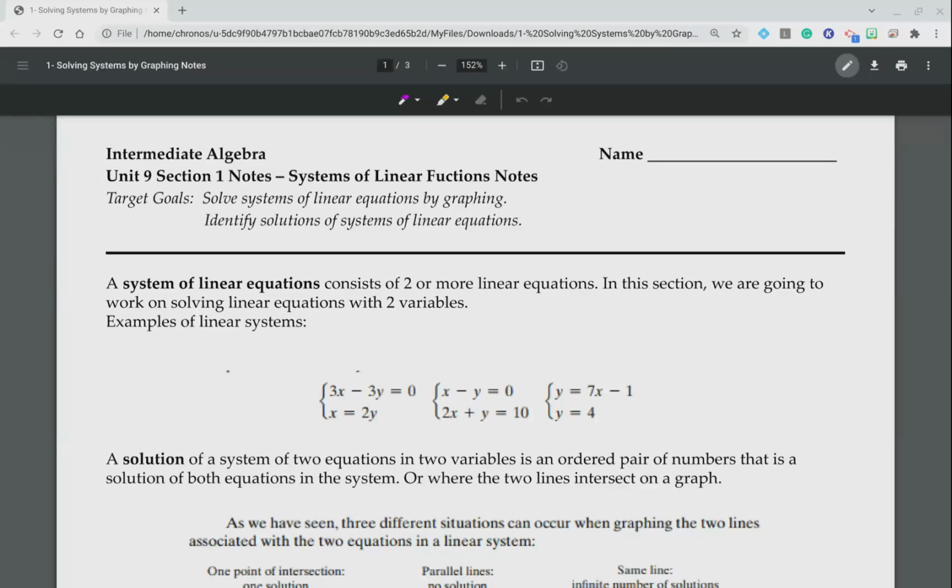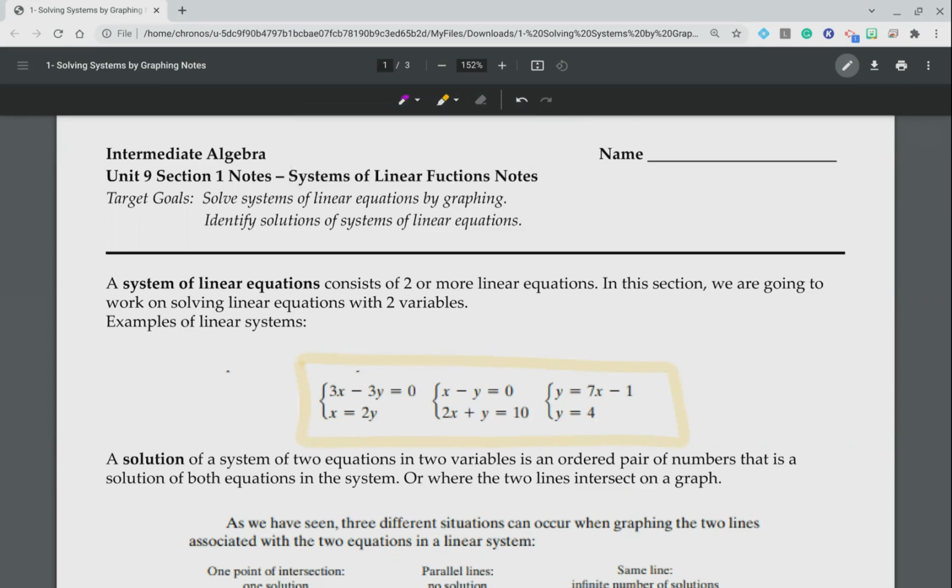For Unit 9, we are going to be talking about solving systems of linear equations. So a system of linear equations consists of two or more linear equations, and we are going to be working specifically with linear equations with two variables. Here are some examples of what they look like. There's an x and a y in every single equation.